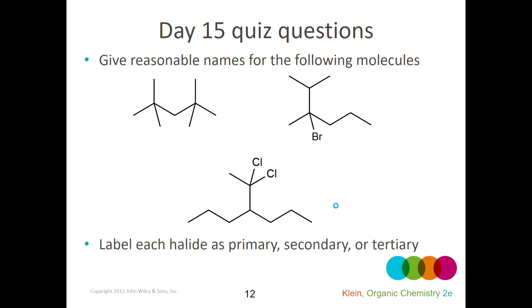So here was the first quiz question. This first one obviously doesn't have any halides, so you just treat it the way you would any other saturated hydrocarbon. 5 carbons is pentane. I've got 2 methyls on 2 and 2 methyls on 4, so it'll be 2, 2, 4, 4, tetramethylpentane.